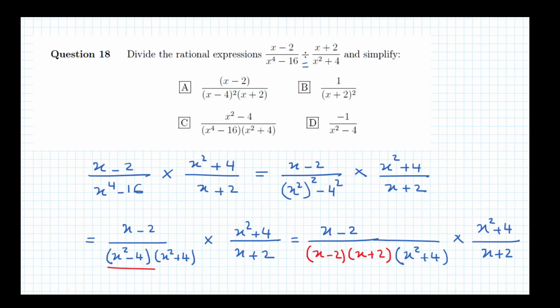At the end, we should cancel some terms which are repeated between the numerator and denominator. So we cancel x minus 2 with x minus 2 and x squared plus 4 with the x squared plus 4, which is the denominator. And we get as the final answer 1 over x plus 2 squared, which is the answer B.